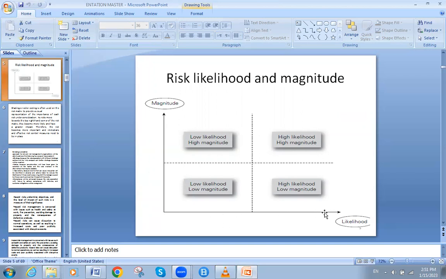The likelihood is the frequency, how many times. As an example, let's say earthquakes in Japan. The likelihood here is very high, meaning the probability is very high, and the impact or the effect is very high as well. So this area is high in the frequency and high in its effect.